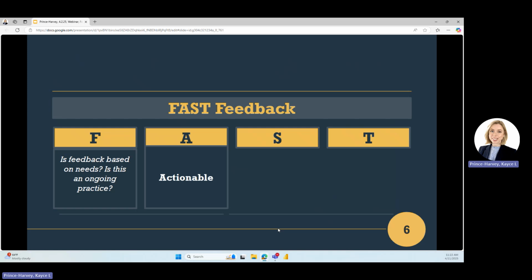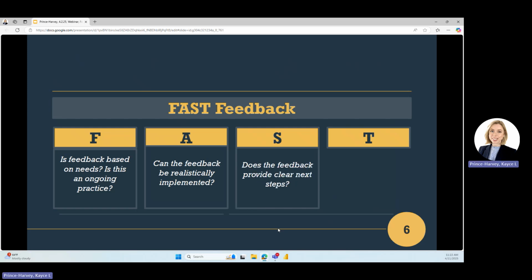A, as in actionable. In other words, can the feedback be realistically implemented? S, for specific. So does the feedback provide clear next steps? Is there something that I can do with this? And then lastly, T, for timely. Is the feedback relevant to the timeline, the stage of the process, etc.? This goes back to what we said previously with feedback being formative. It's much easier to give that feedback early on to mitigate any issues, as opposed to coming in at the end stage and having to start from scratch.